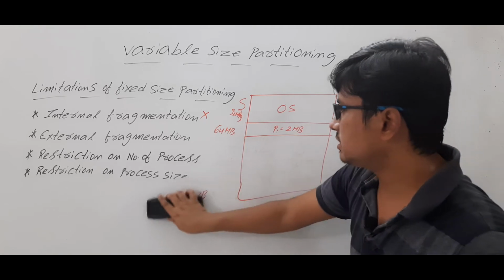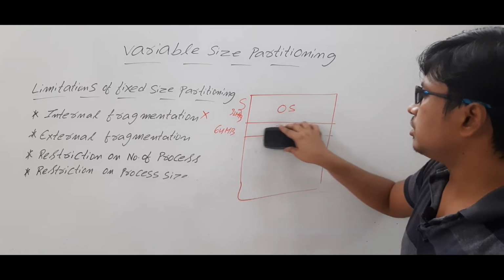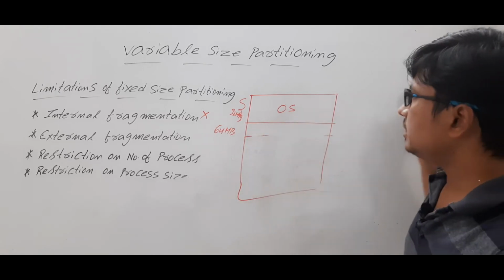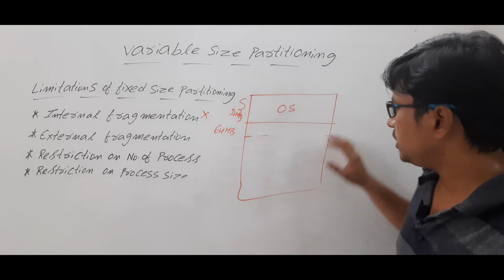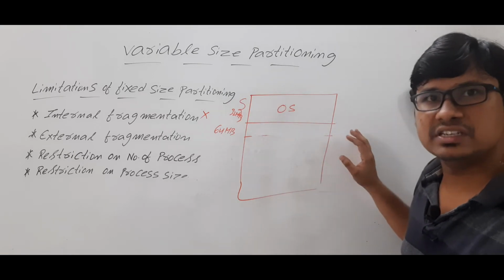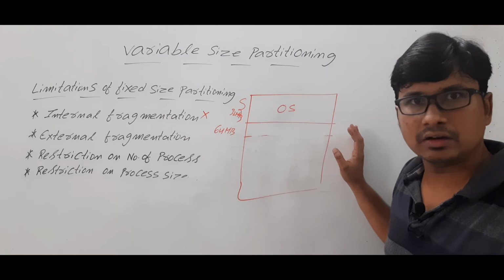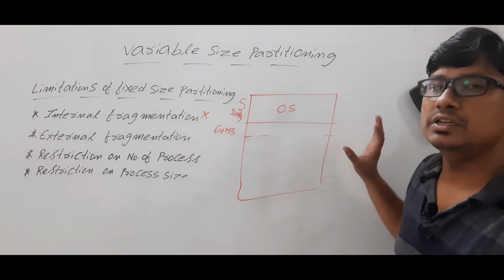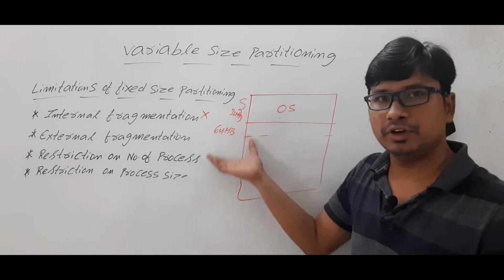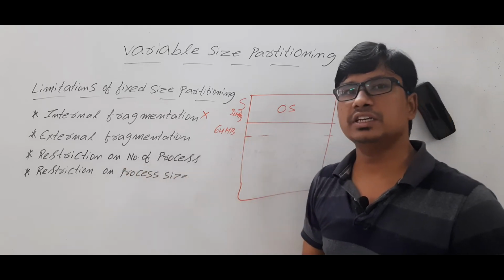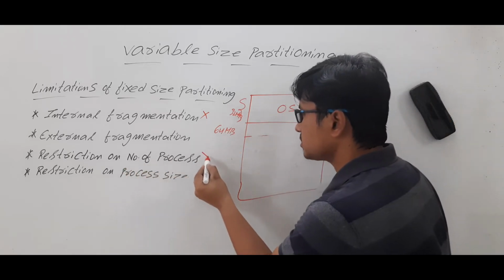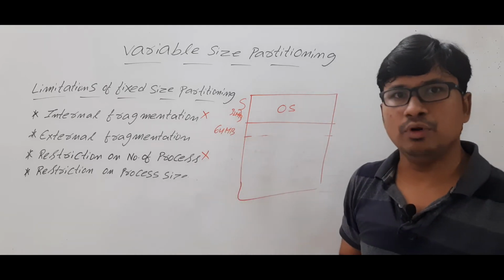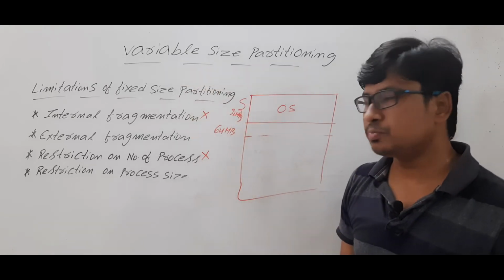Now we will discuss the restriction on the number of processes. Here in variable size partitioning, we are not dividing into fixed size partitions. Am I right or wrong? There is no restriction on how many partitions we have to make. So if there is no restriction on the number of partitions, there is no restriction on the number of processes also. This limitation is also overcome in variable size partitioning.